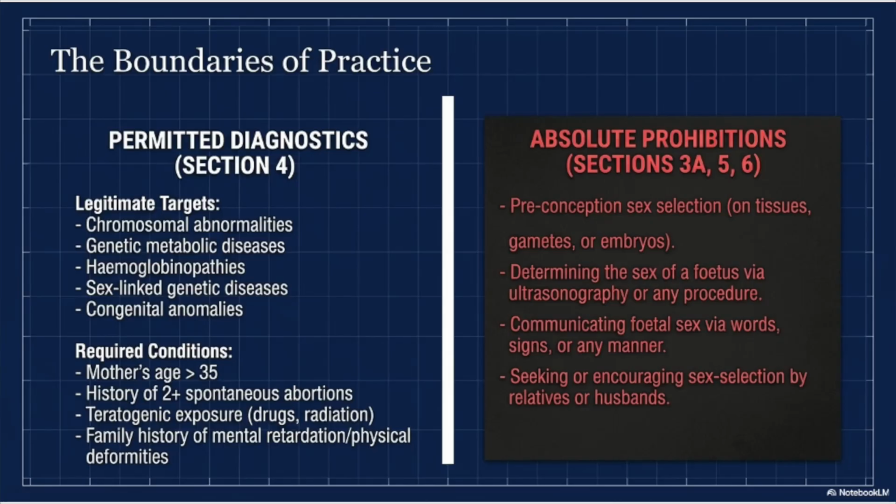Absolute prohibitions under Sections 3A, 5, and 6 include preconception sex selection on tissues, gametes, or embryos, determining fetal sex through any procedure, communicating fetal sex by words or signs, and seeking or encouraging sex selection by relatives or husbands.